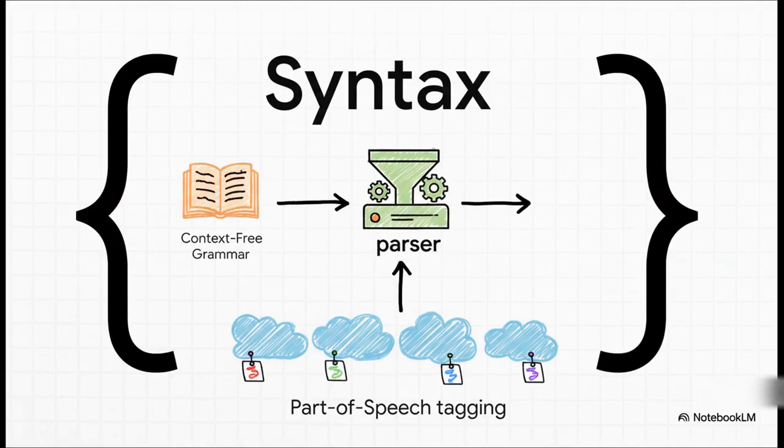For your exam, make sure you've got this chain of logic down. Syntax is the big idea of sentence structure. A context-free grammar, or CFG, is how we write the rules down for the computer. The parser is the program that actually applies those rules. And this is super important, the parser can't do its job until the words have already been tagged with their parts of speech. It's another perfect example of why that NLP pipeline has to go in order.